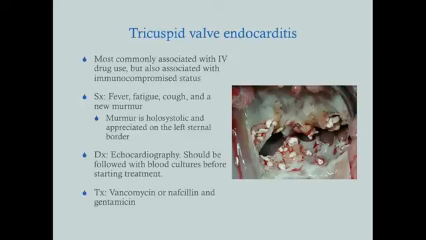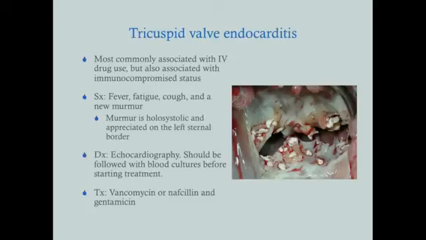If you start giving antibiotics and then you do a blood culture, well, you're screwed. So you do your echocardiogram, make a presumptive diagnosis of tricuspid valve endocarditis, and then get your blood cultures, and then start giving antibiotics. Now, in the initial term, the antibiotics that you give are going to be broad spectrum because we don't know what we're fighting. It's probably Staph aureus, but we don't know. So we give broad spectrum antibiotics, vancomycin or nafcillin and gentamicin.